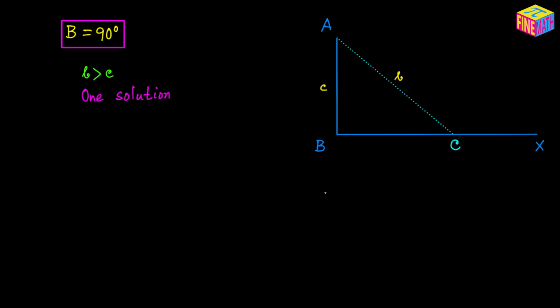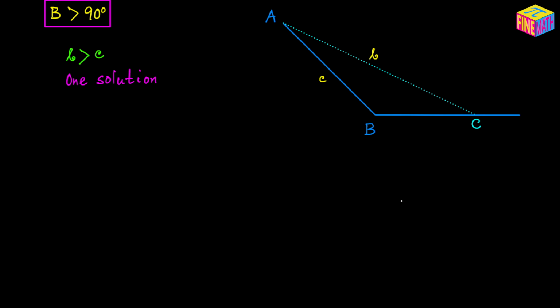And this was the scenario where b was a right angle and b needed to be greater than c. And finally, this was the scenario where b was an obtuse angle and here also b needed to be greater than c. That brings us to the end of this video.